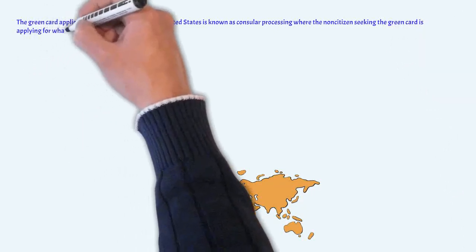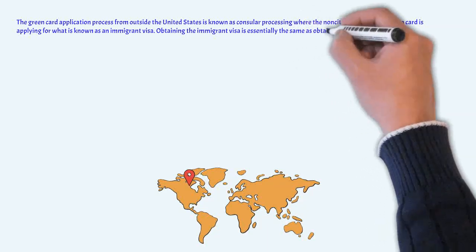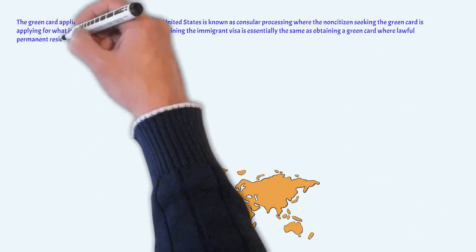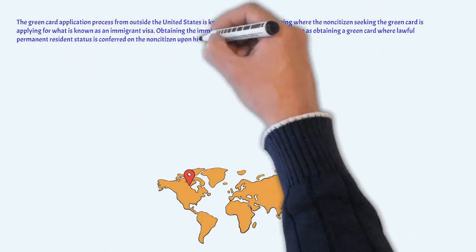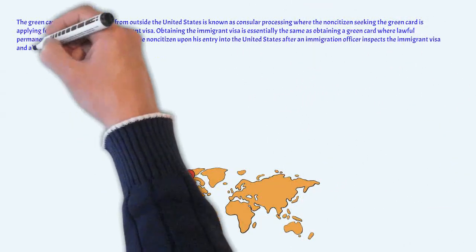Obtaining the immigrant visa is essentially the same as obtaining a green card, where lawful permanent resident status is conferred on the non-citizen upon his entry into the United States, after an immigration officer inspects the immigrant visa, and allows entry into the United States based on possession of the immigrant visa.